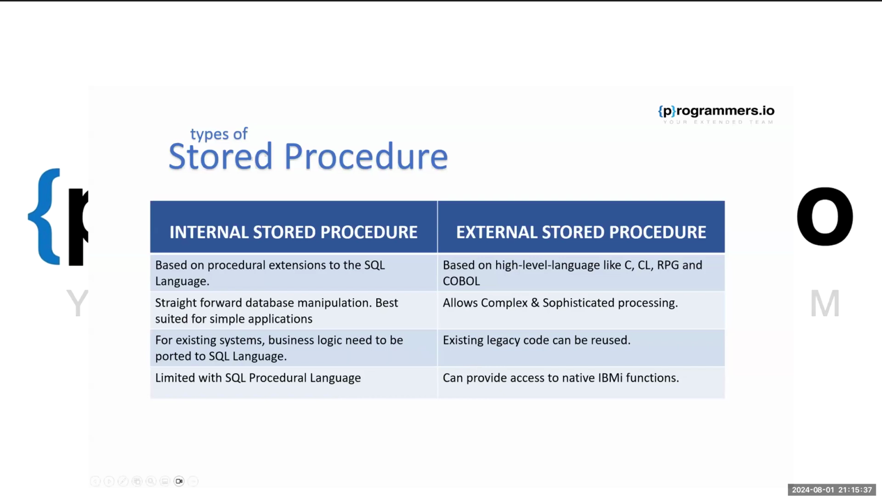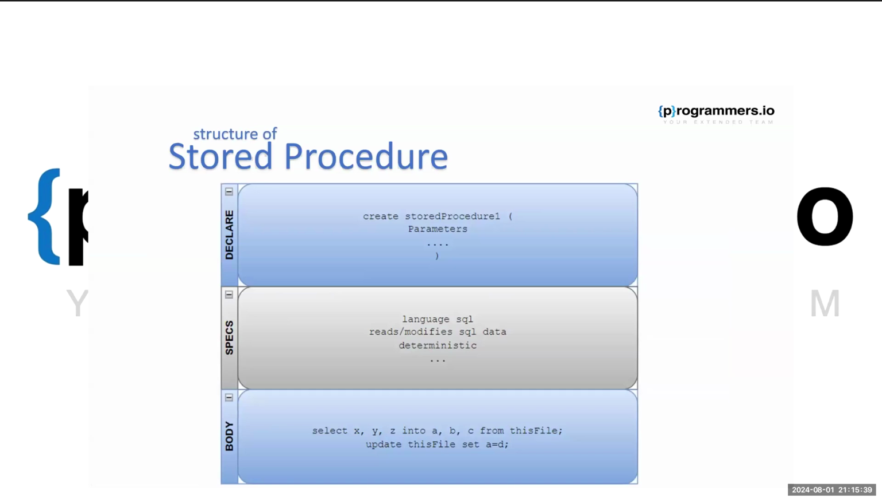Now let's take a quick look at the structure of a stored procedure. I can broadly classify it into three parts: the declaration part, the specification part, and then the procedure body itself. In the declaration part, we'll be declaring the stored procedure name and also the parameters. The parameters could be in, out, or both in and out as well.